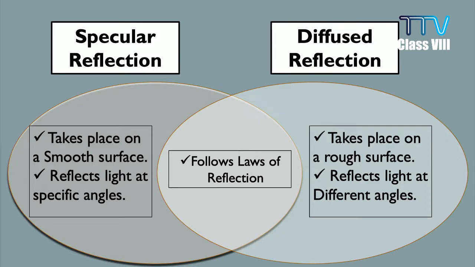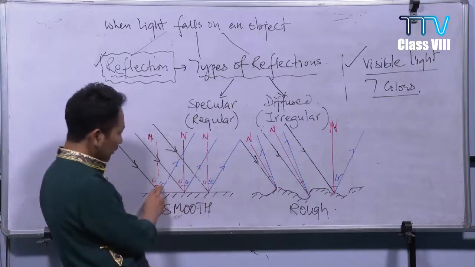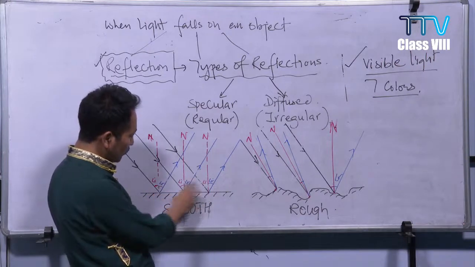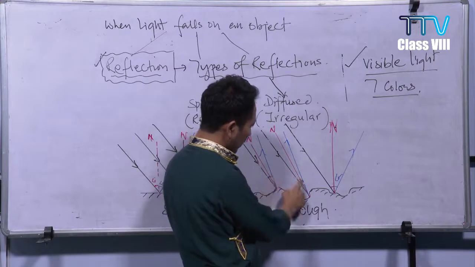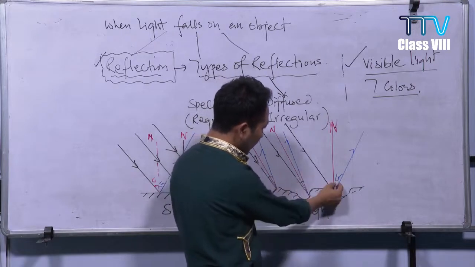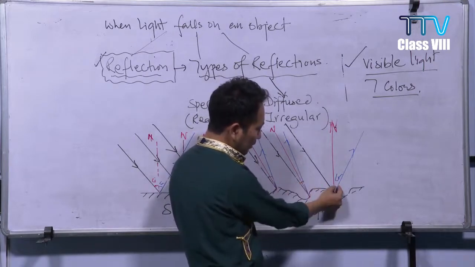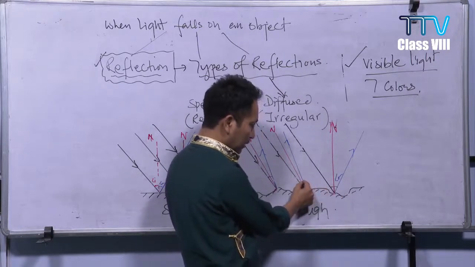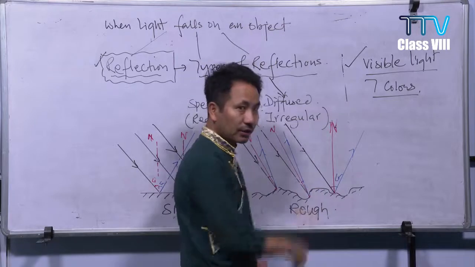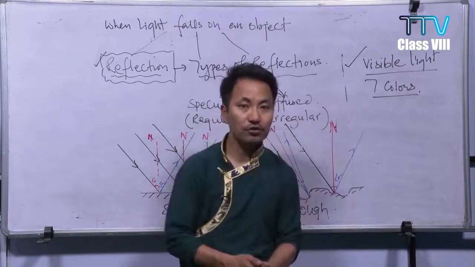In case of a specular reflection the angle of reflection is the same. In case of a diffuse reflection the angle of reflections are not the same. If this is 45 degrees, this isn't 45 degrees. Maybe say 10, 15, 20, it could be any. So then the angle of reflection varies.